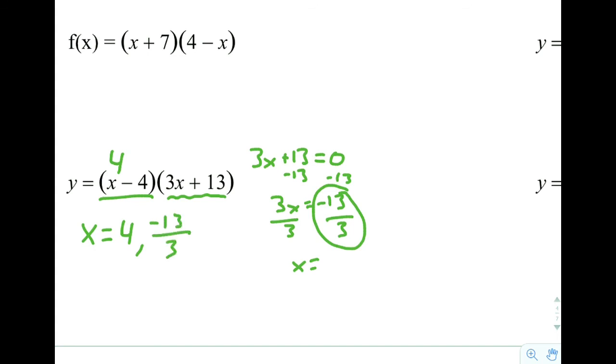The reason this works is if you were to plug in negative 13 over 3 for x, negative 13 over 3 times 3 will cancel out that 3 in the bottom, leaving you with negative 13. Negative 13 plus a positive 13 would go to 0. So you would make that whole group go to 0 by plugging in that value. So these are the two x-intercepts there.